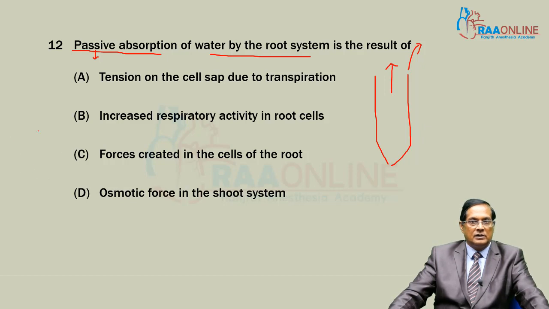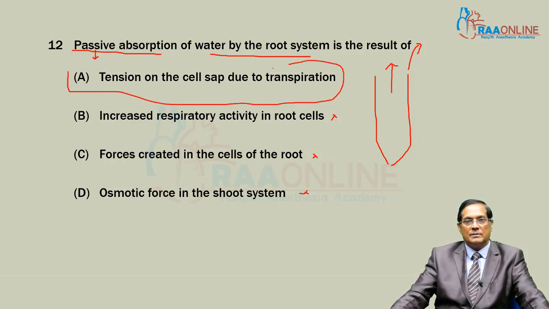activity. So we can say it is a result of tension on cell sap due to transpiration. Increase respiratory activity, no. Force created in the cells of root, no. Osmotic pressure in the shoot system, no. Better answer: tension on the cell sap due to the transpiration.